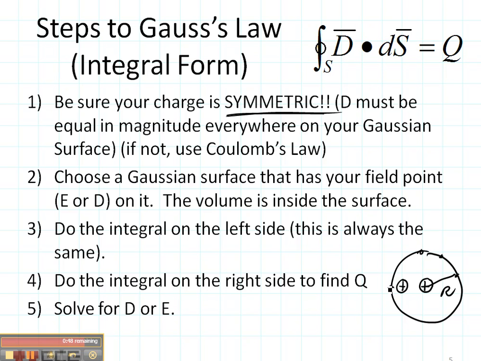The next thing we do is we choose a Gaussian surface so that my field point is on it. For instance, in the case where I had my charge right here in the center, the surface that I've chosen is really good because I can find my electric flux any place out here on the outside of the surface. I'm then going to do the integral on the left-hand side. That's always the same. I'll show you what I mean in a minute. And we'll do the integral on the right-hand side to find Q, and then we'll solve for D, and if we wanted to find E, we'd find it knowing that D is equal to epsilon times E.